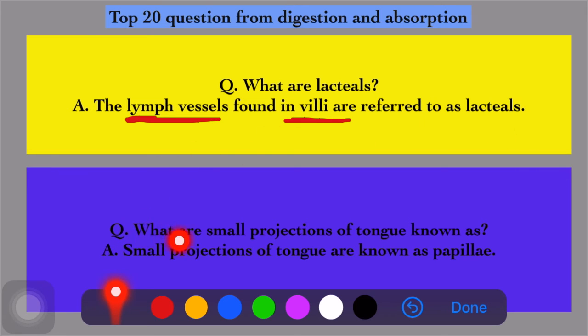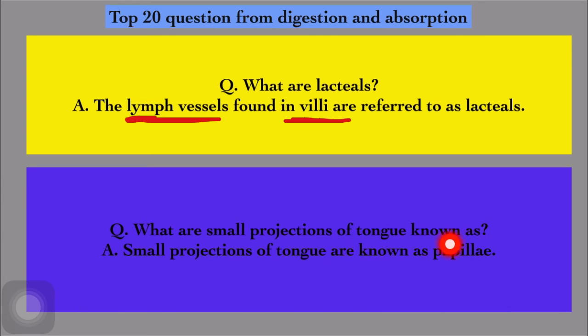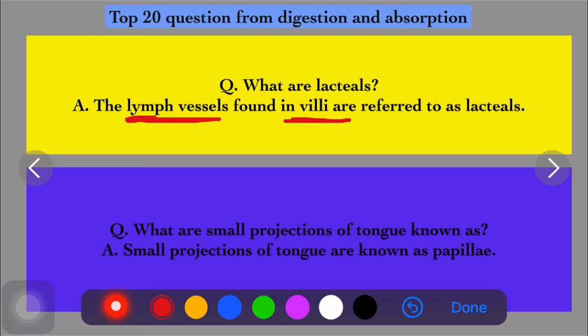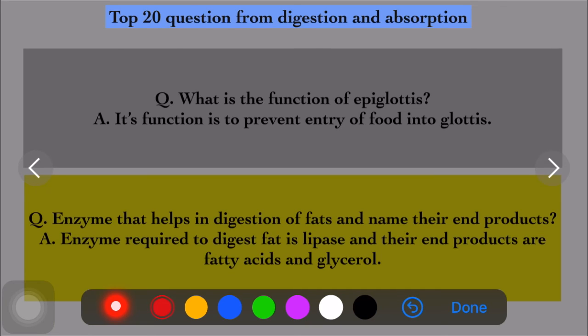The next question is: what are small projections of tongue known as? So the small projections present on the surface of the tongue are referred to as papillae. The next question is: what is the function of epiglottis? So its function is to prevent entry of food into glottis. So it is a muscular flap which does not allow the entry of food into the glottis, which allows only the passage of air.